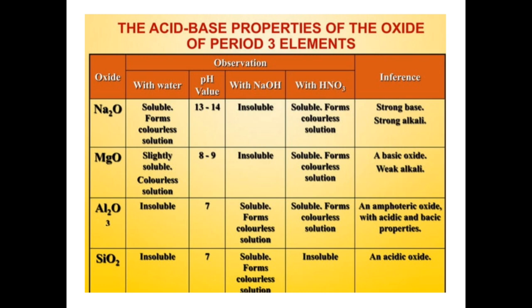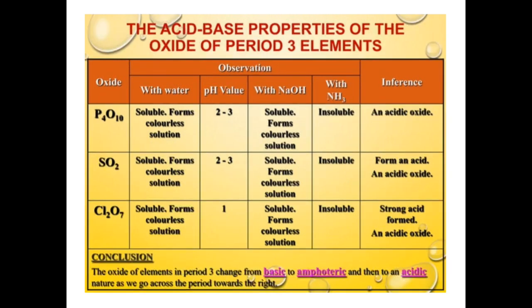The SiO2 is insoluble in water with a pH value of 7. Of course it will react with NaOH to form a soluble colorless solution, but it will not react with HNO3. That shows that it is an acidic oxide. And the same thing happens to P4O10, SO2 and Cl2O7 respectively. You can look at it.